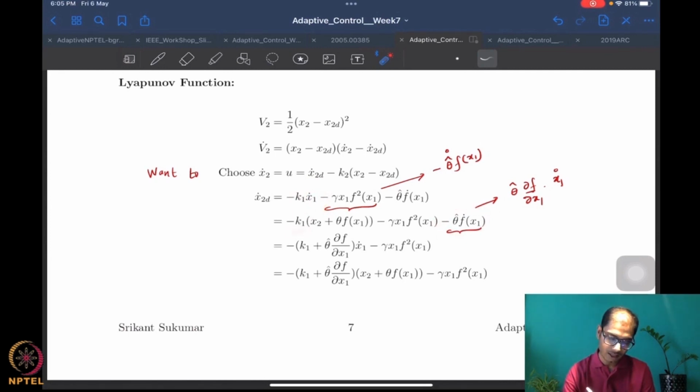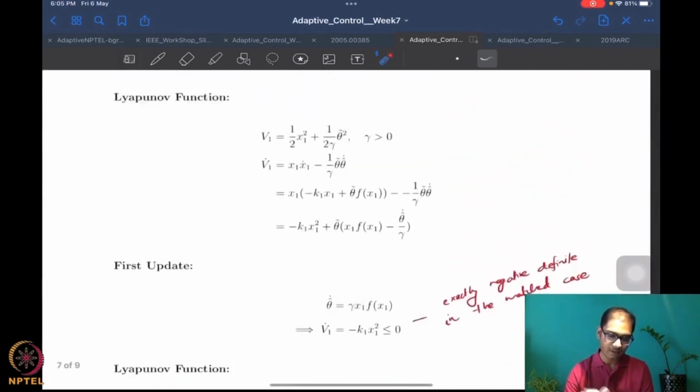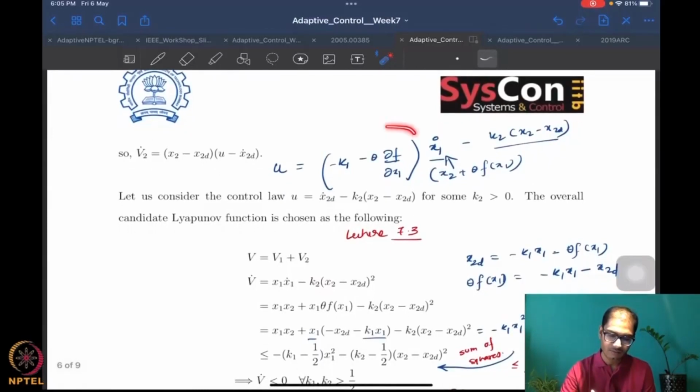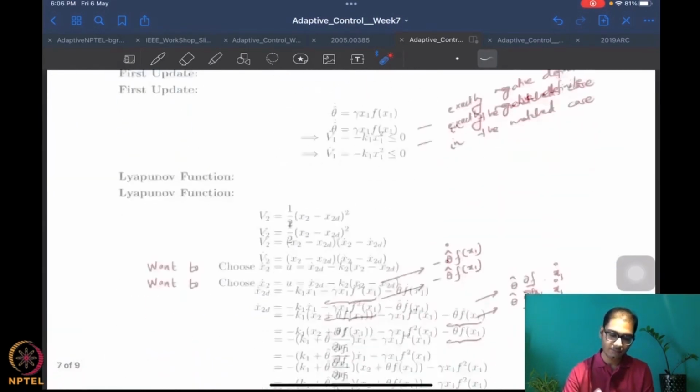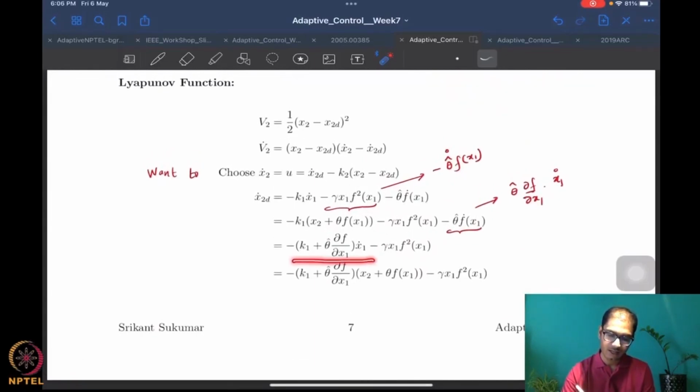So this actually becomes, we don't need this step, k1 plus theta hat del f del x1 times x1 dot. In fact, this is what we had even here in the control law, minus k1 minus theta del f del x1, so this theta gets replaced by theta hat times x1 dot. Yeah, so that's the same, right? So that's what you have here. And you have minus gamma x1 f squared(x1), which is just coming from the derivative of the estimate. Great. Now you of course substitute for x1 dot also, because we want to write the whole expression, right?